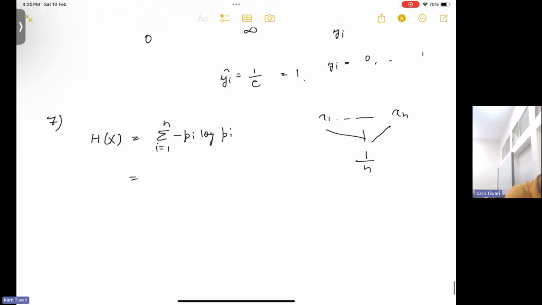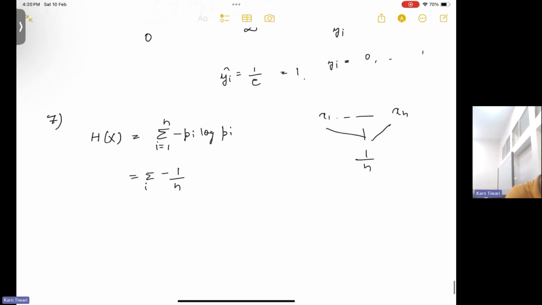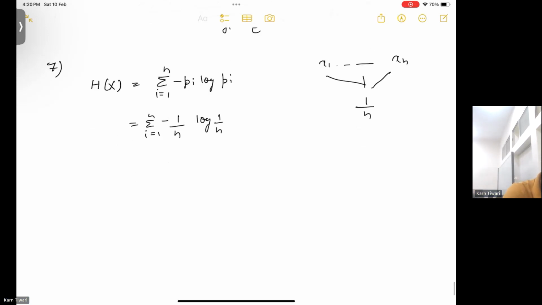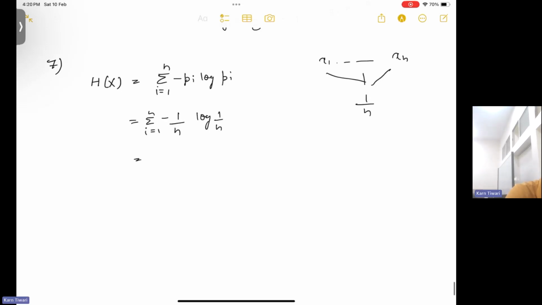So if you calculate this, it's minus 1 by n, summation i from 1 to n, log 1 by n. All the terms are equal, and the minus of minus gives log n. And log n is always greater than 1. Why?